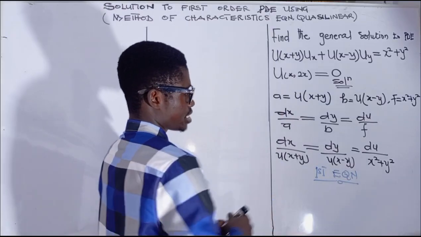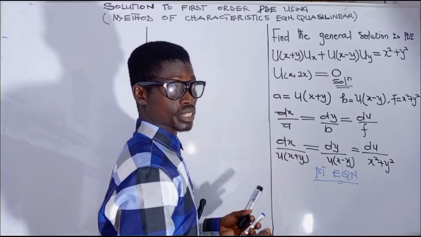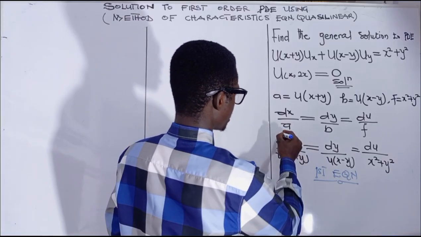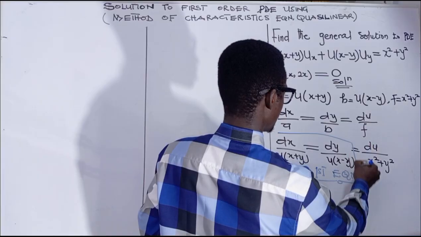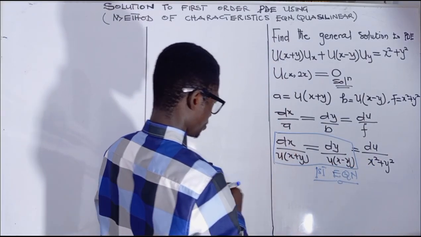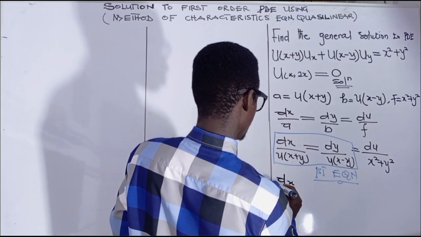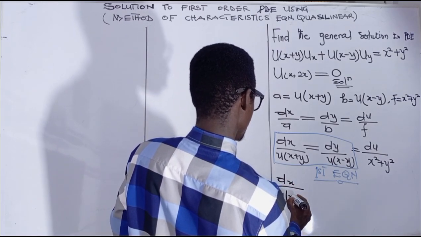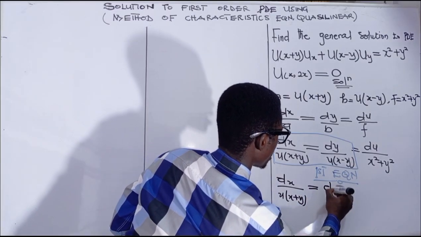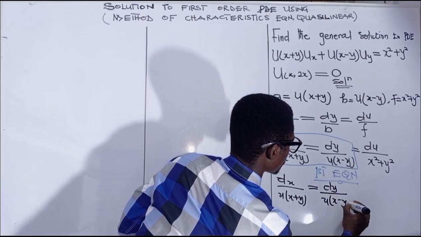With our first equation, we are going to pair the x and the y, and then we solve for our first solution. So we pair our dx and dy. So we have dx all over u x plus y, and then we have our dy all over u x minus y.